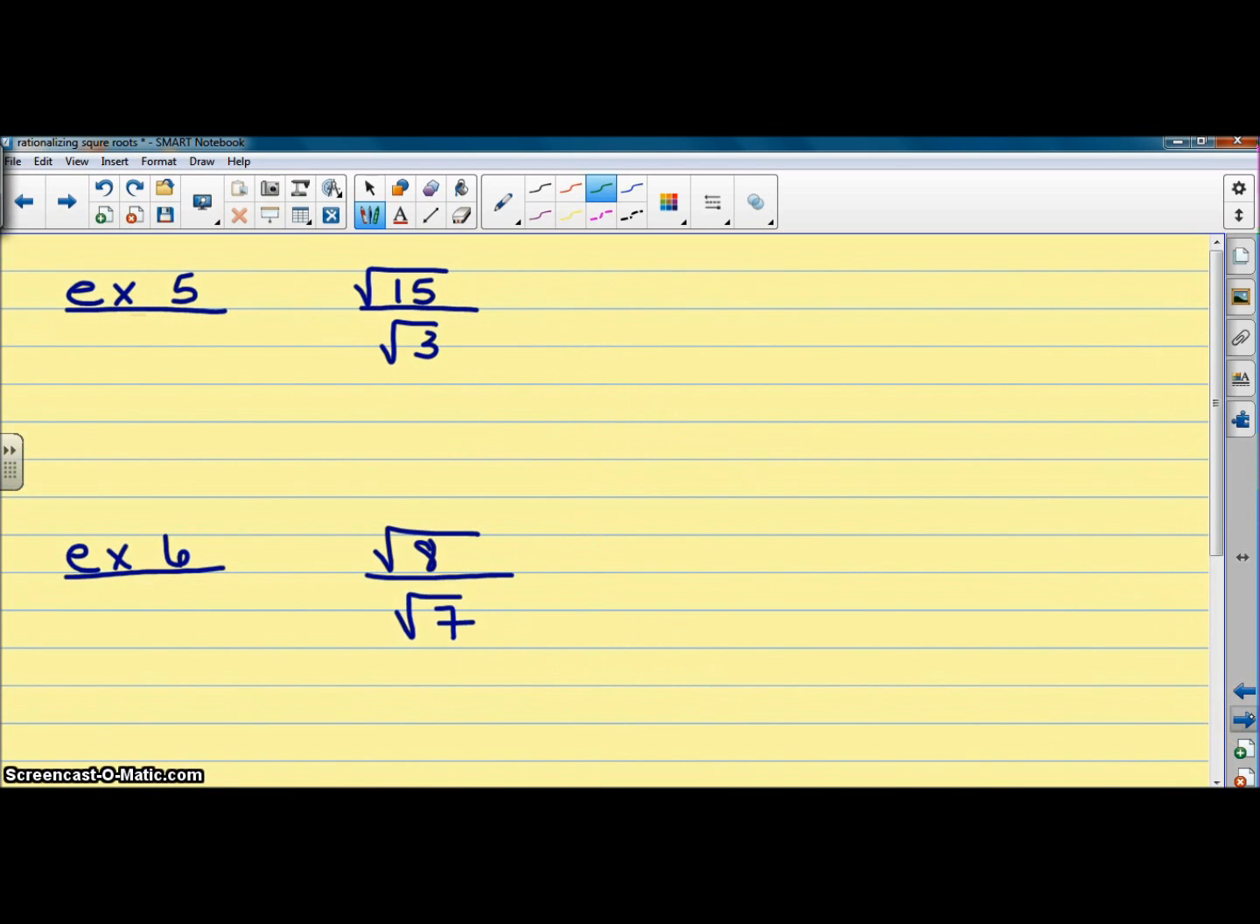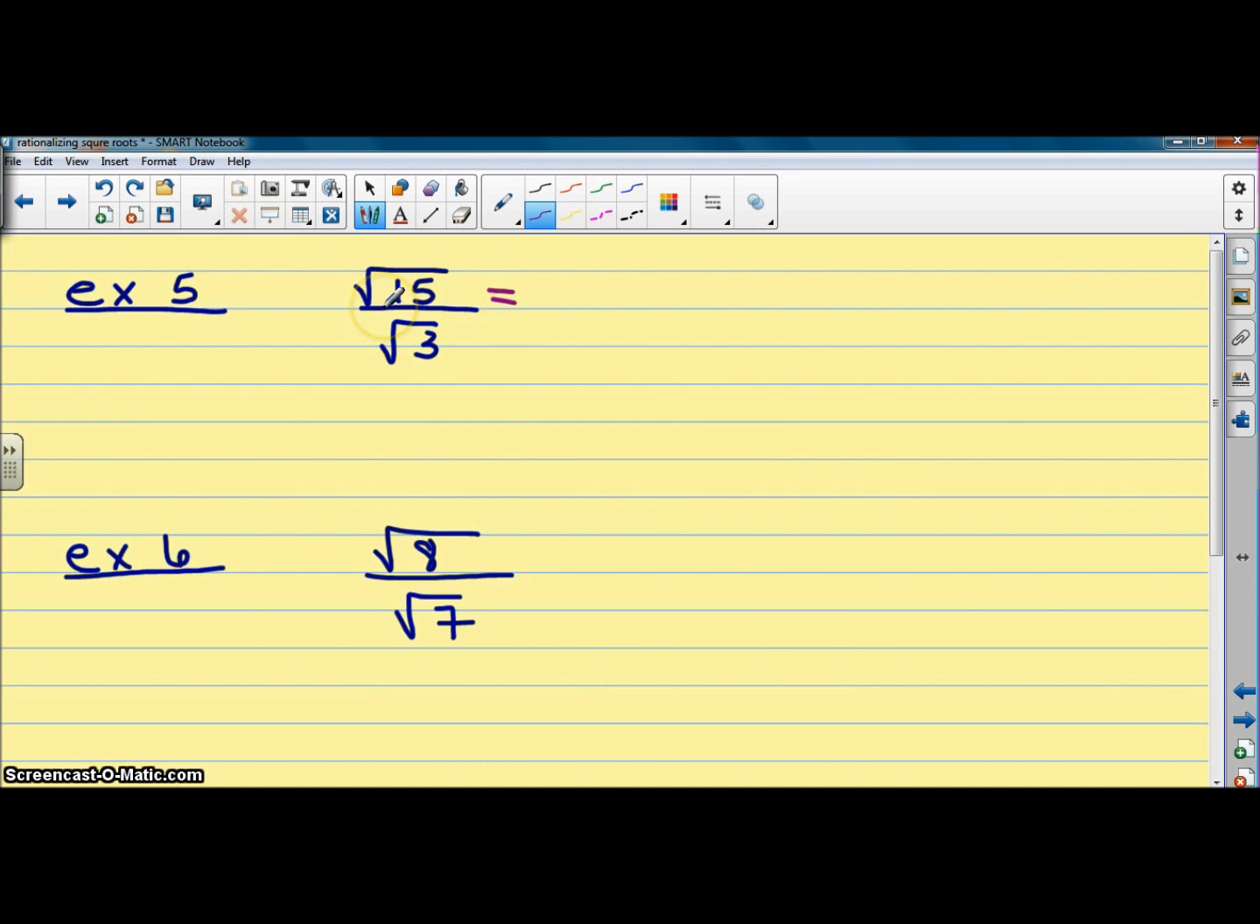Example 5. If you would like to stop the video, please do so and attempt example 5. If not, go ahead, continue watching. I will solve example 5. The first thing I'm going to do with example 5 is look to see if I can simplify the 15. The 15 is basically made from the square root of 3 times the square root of 5.